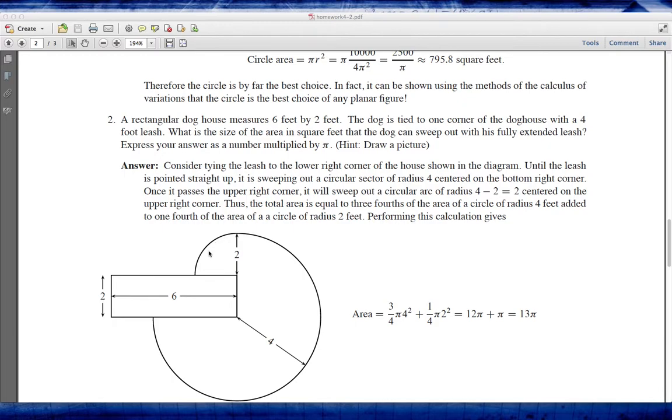Now this small quadrant is, this length is 2, this length is 2. So this happens to be 1/4 of the circle of radius 2. So it's 1/4 pi times 2 squared. So this happens to be 12 pi. This happens to be pi. So the total area that the dog can go around is 13 pi.